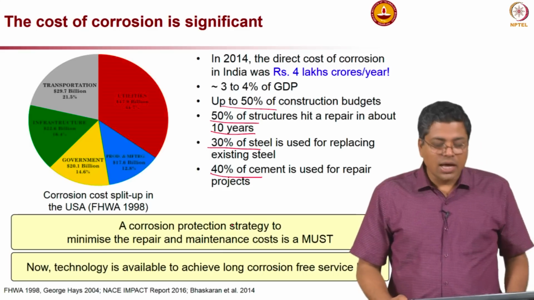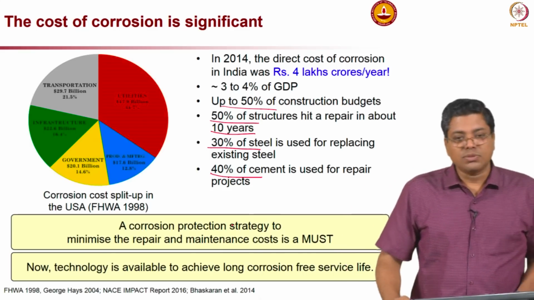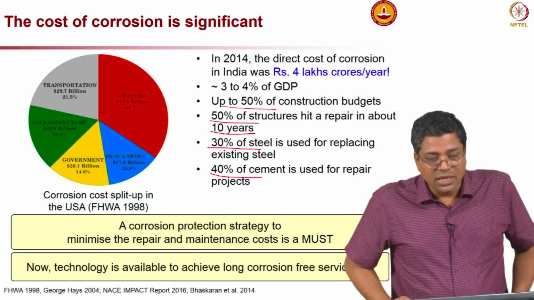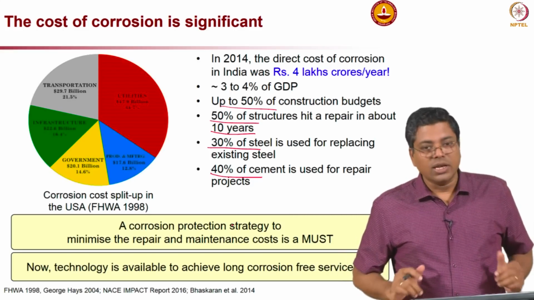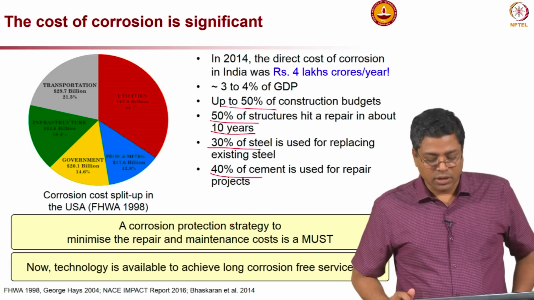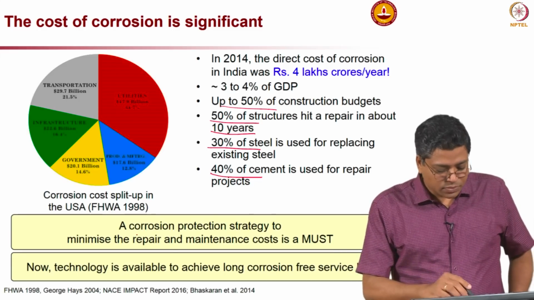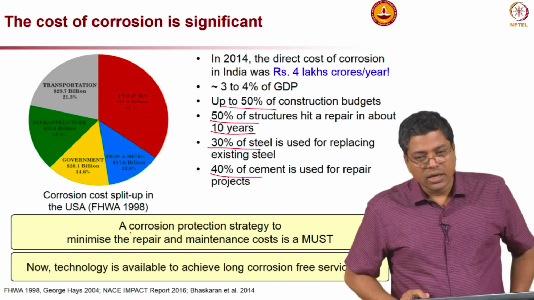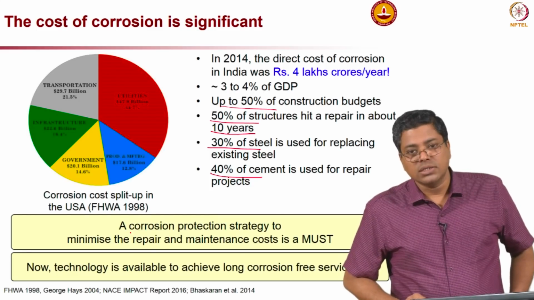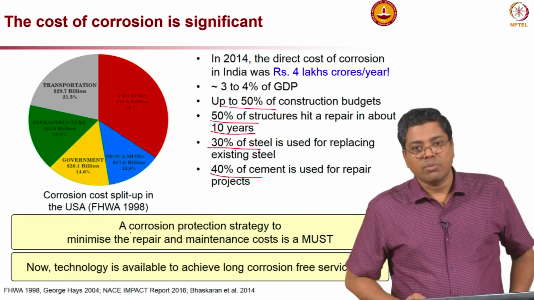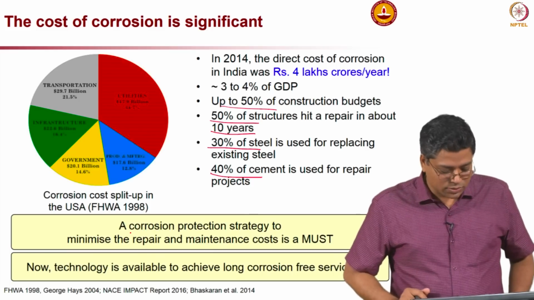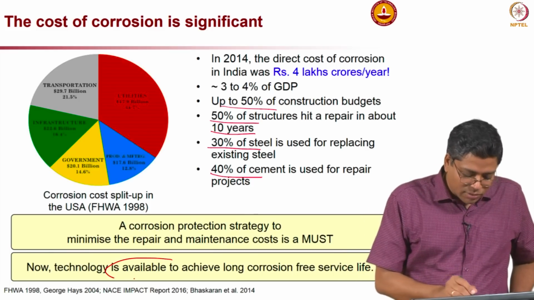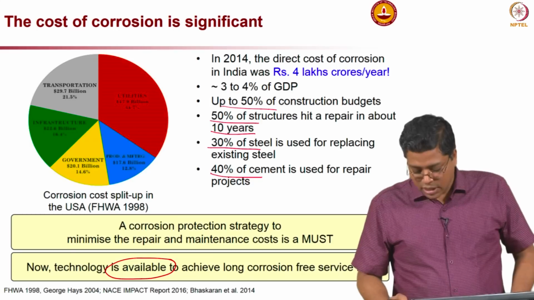These are very large, meaning a very large quantity of steel and cement is used for repair projects. So, we have to really cut down this type of expense, and so we need a corrosion protection strategy to minimize the repair and maintenance cost for the existing and new structures which we are building. And now we have technology to actually achieve this.